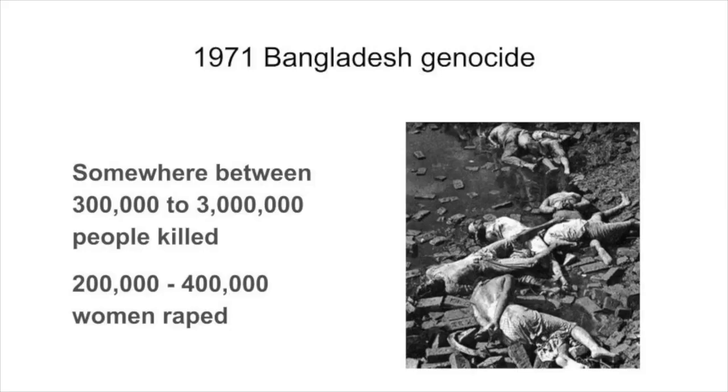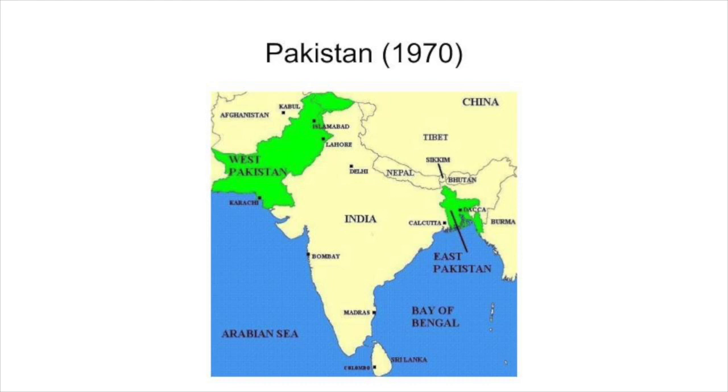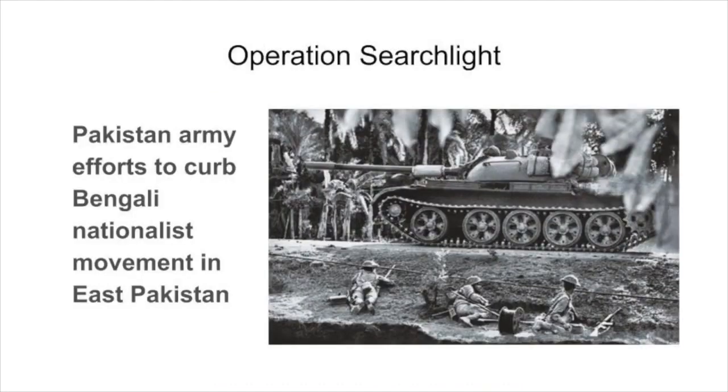In 1971, Pakistan killed somewhere between 300,000 and 3 million, we don't really know the exact number, of Bengali people. Pakistan controlled Bangladesh in 1970. Bangladesh at the time was called East Pakistan. The Pakistan Army had efforts to curb the Bengali national movements. The Bengali wanted to be independent. Pakistan didn't want them to be independent.